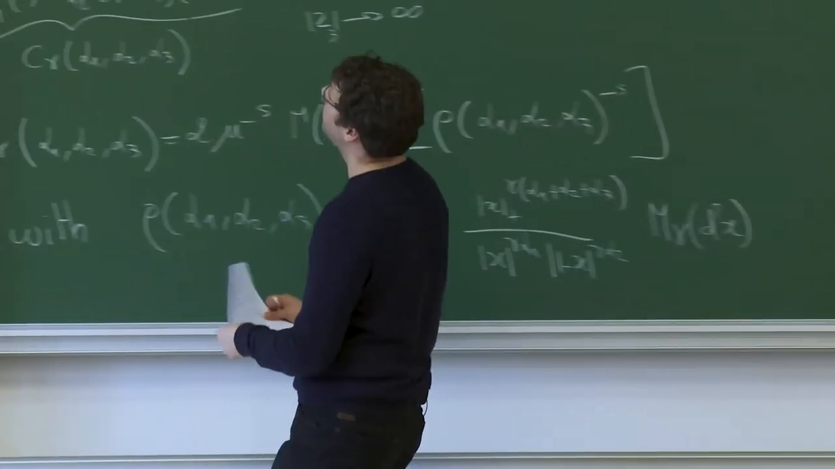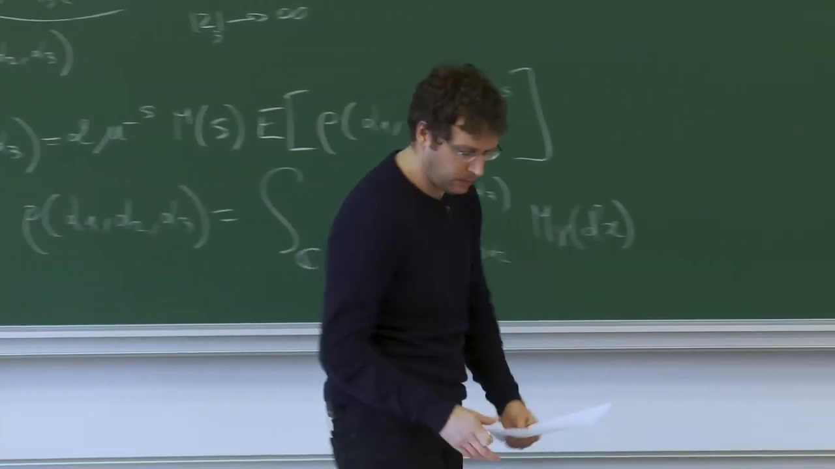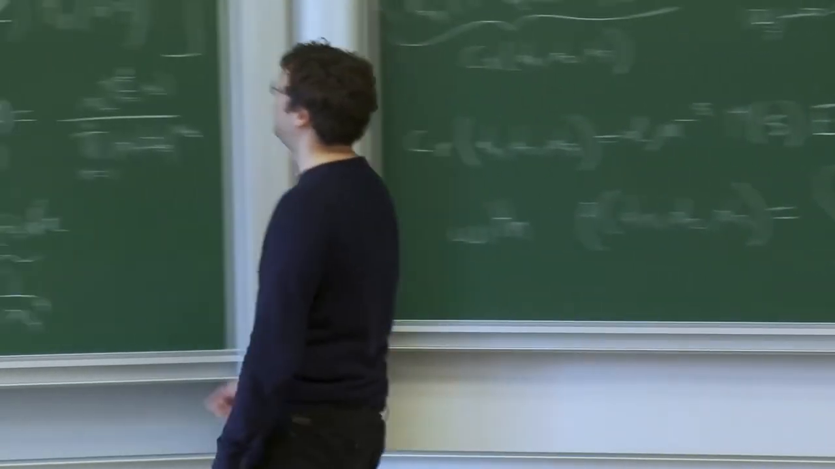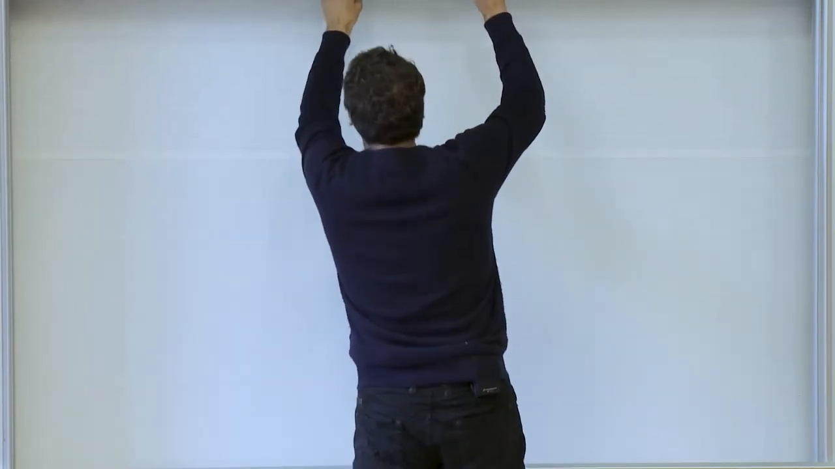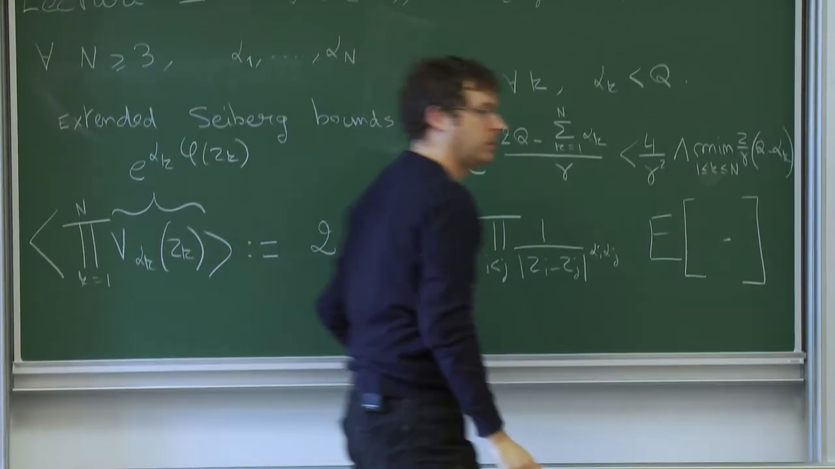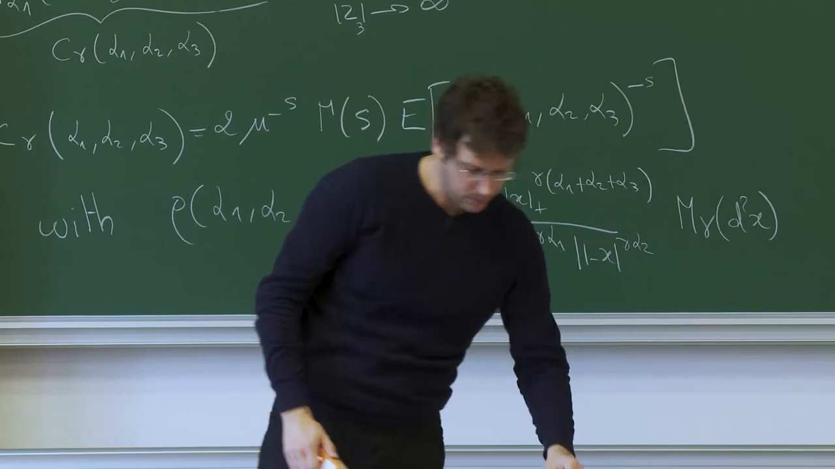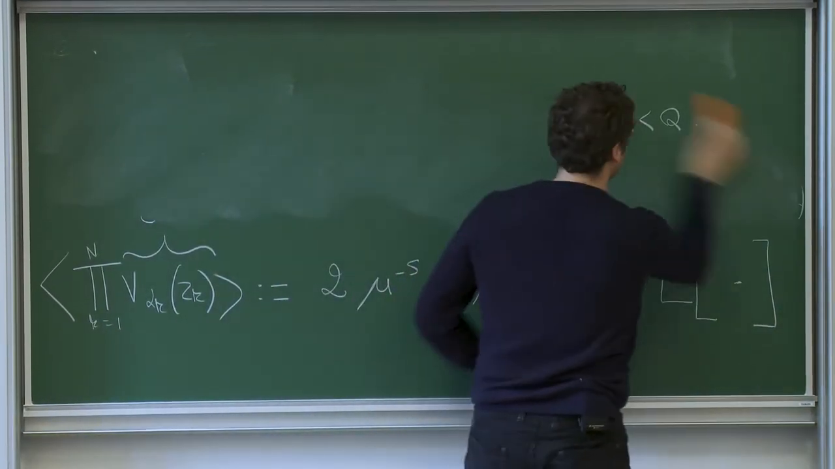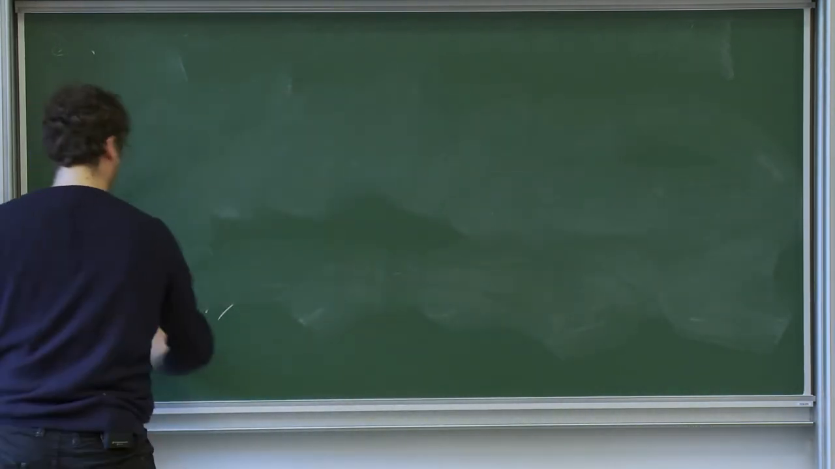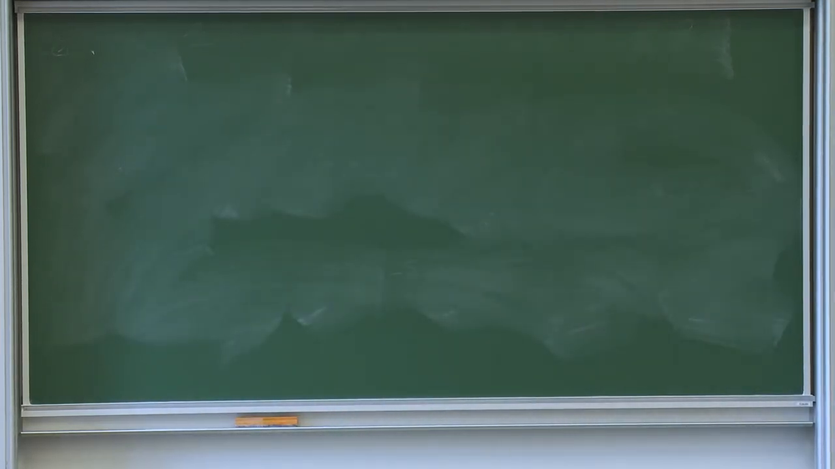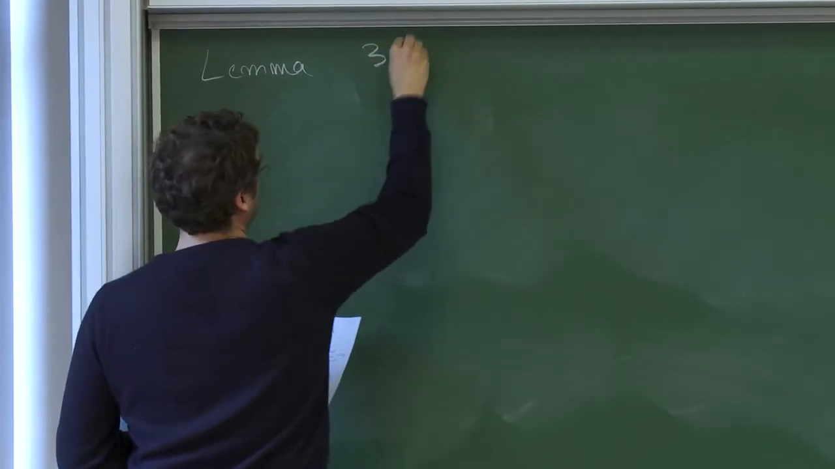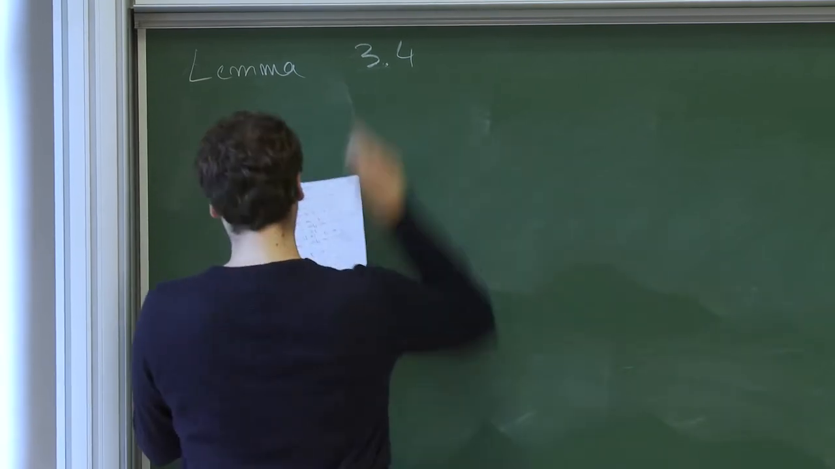Okay, so let me start by, so I want to keep this thing here right now, and I'm going to erase my definitions. Anyways, you have the lecture notes for this. So let me jump straight away to what goes under the name of lemma 3.4 in the lecture notes. So I'm going to prove directly lemma 3.4 by first assuming something that is completely non-trivial.